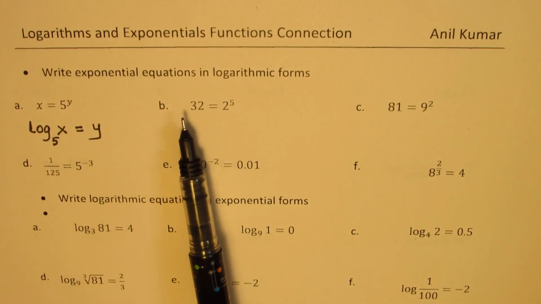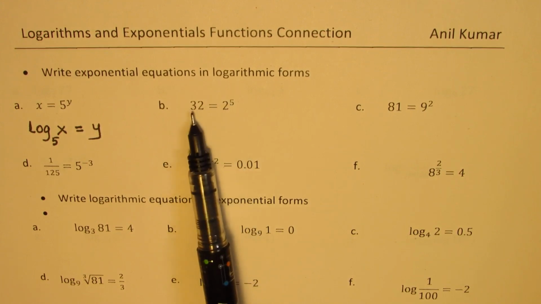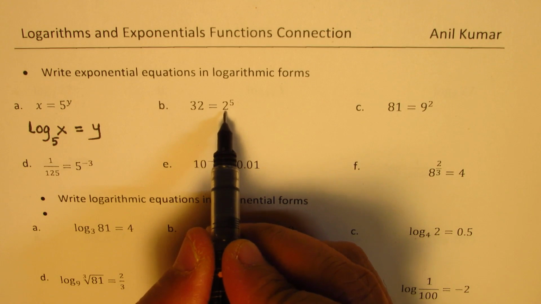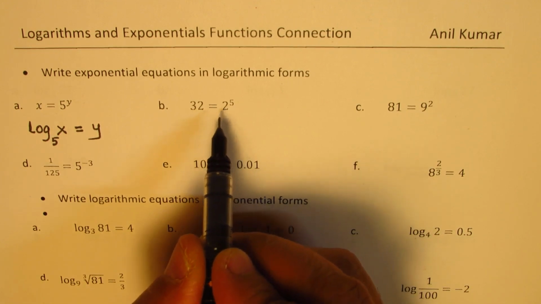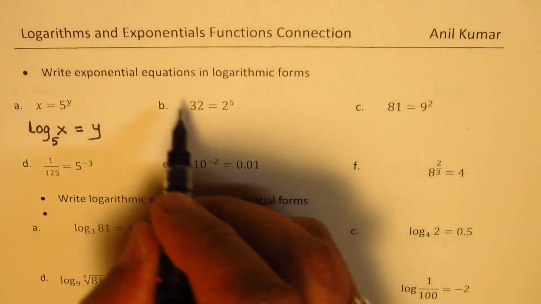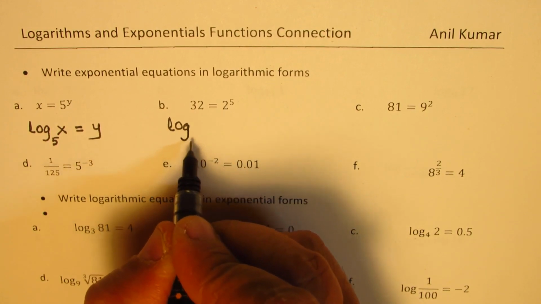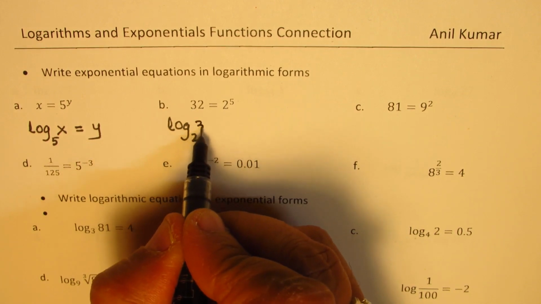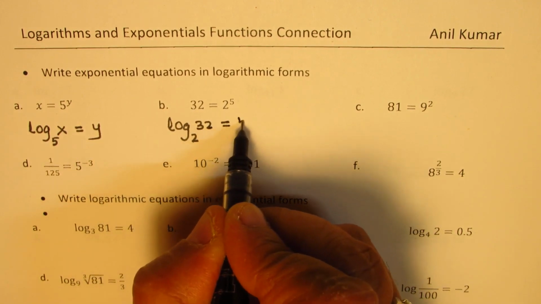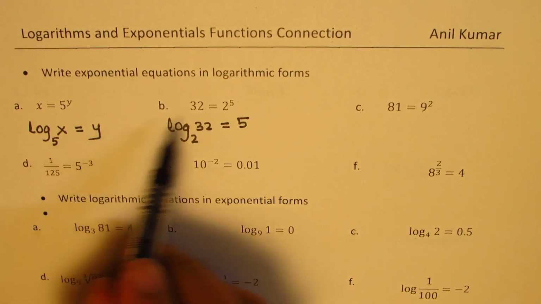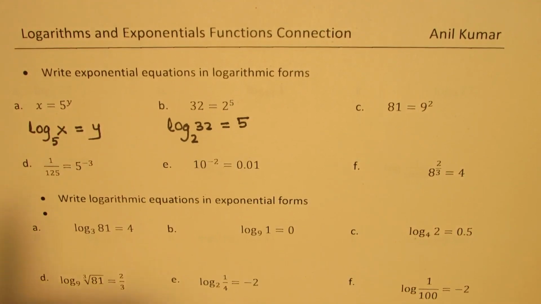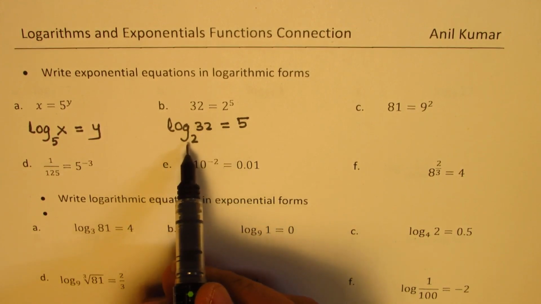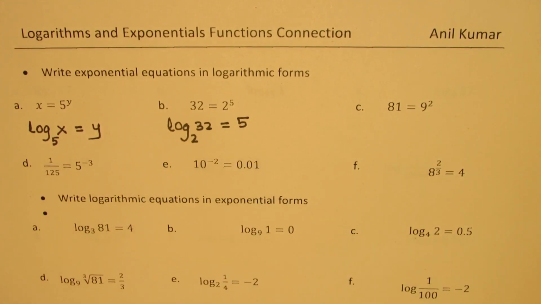Now, 32 is 2 to the power of 5. That's an exponential equation, and it always works. The base here is 2. So you could write this as log to the base 2 of 32 is 5. So the y value here is 5. You get the idea, right? So 2 to the power of 5 is 32, or log to the base 2 of 32 is 5. Is that clear to you?